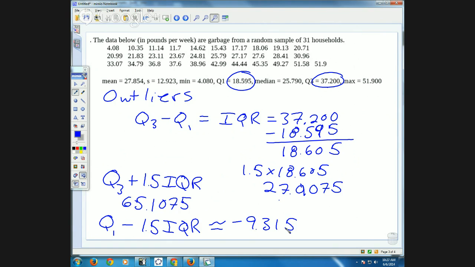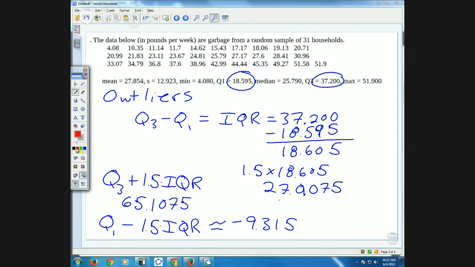Yes, you have to do the order of operations, multiply then add. Yeah, multiply then add. Bless you. Okay, so there's no outliers according to that. Let me draw a picture of that. Let's see, can I squeeze it in up here? I think I can try.